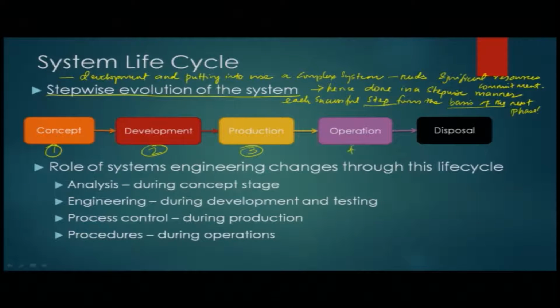And the fourth one is the operation, or the deployment of the system in its full use, where it is used to fulfill user needs. And finally, the fifth phase is disposal, where after completion of its useful life, the system gets disposed. So these five phases are the broad stepwise phases within which the system evolves.